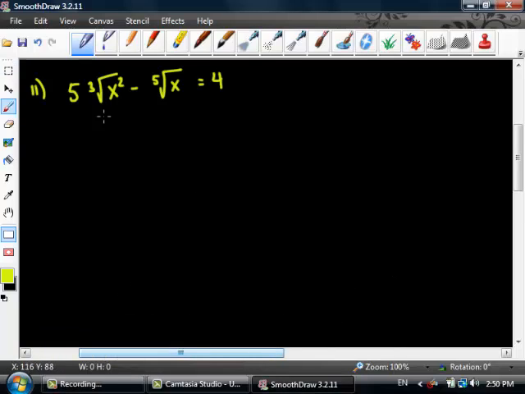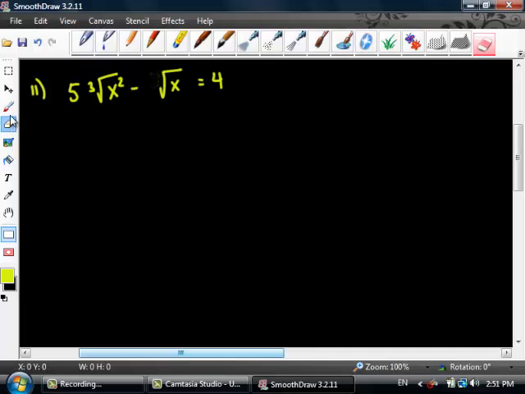So, with this problem here, what you have to do is you have to identify each of these as fractional exponents. Jake, what's going on? It's not a 5. It's a little 3. Oh, it's a 3. I'm sorry. Thank you. 3. Fix that.